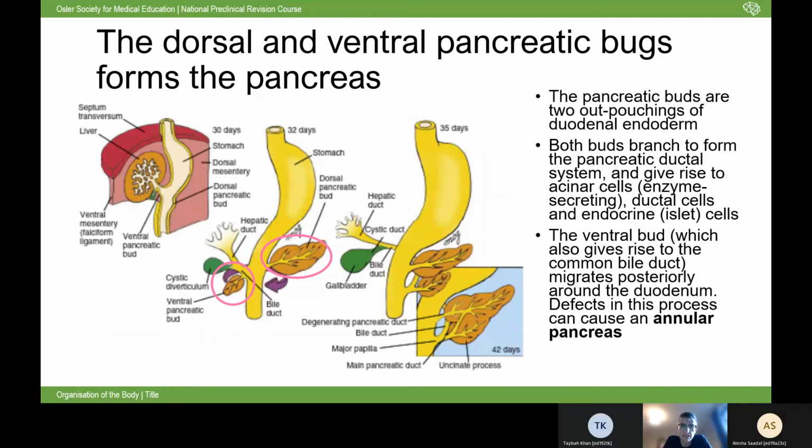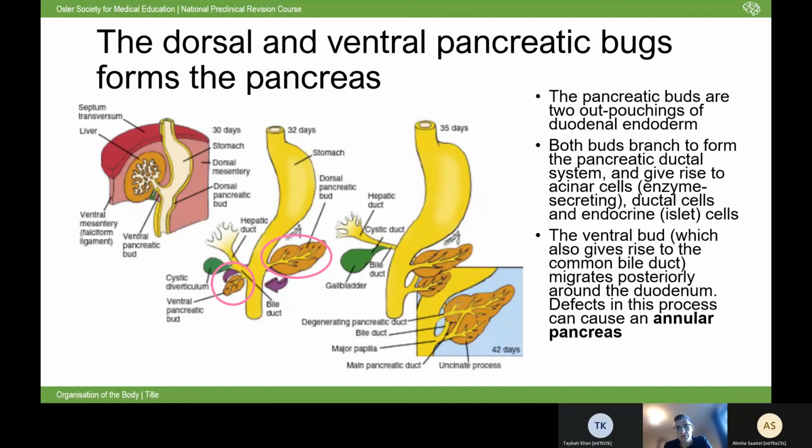You get this process whereby the ventral bud migrates around the duodenum to fuse with the dorsal bud. That is where the C shape of the pancreatic head comes from. So the dorsal bud gives rise to the body and the tail of the pancreas, and then the ventral pancreatic bud forms the head and the uncinate process.